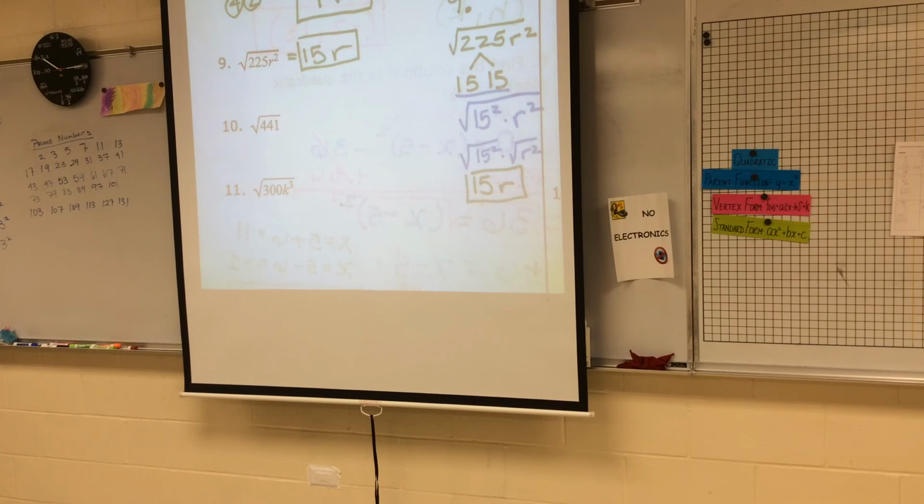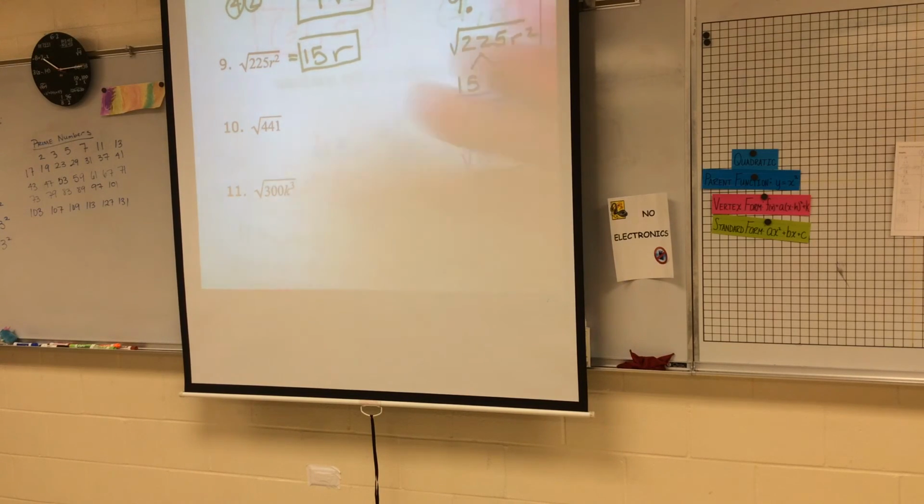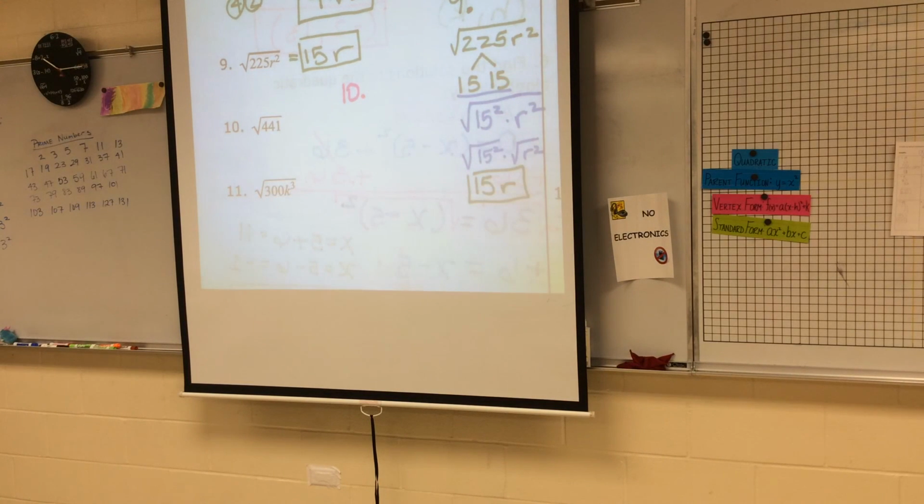All right, I'm going to change my colors up a little bit so 10's easy to find. Number 10. I have the square root of 4411. What goes into 441? 21 and what? Oh, and 21.